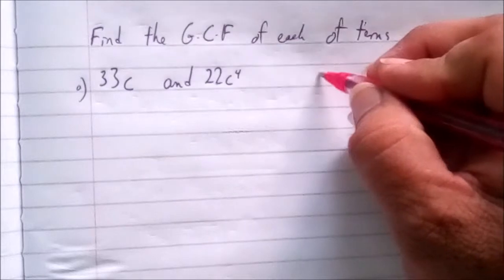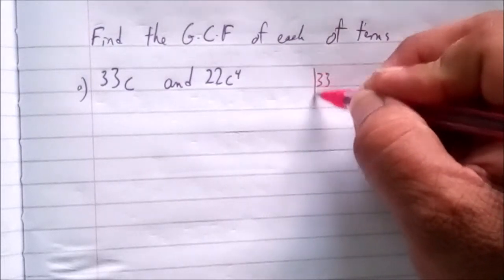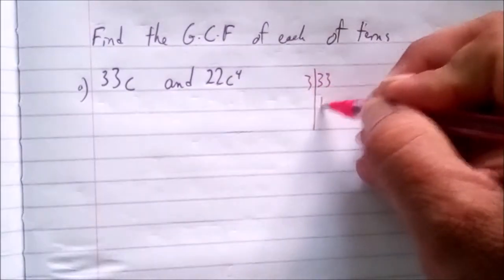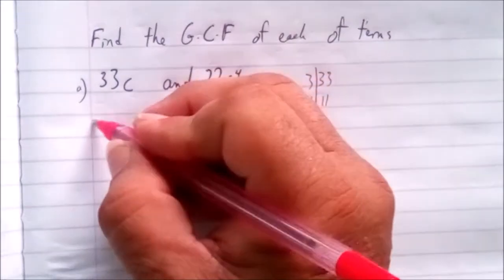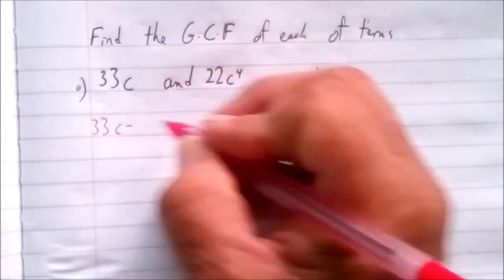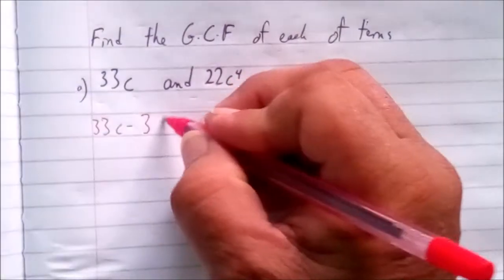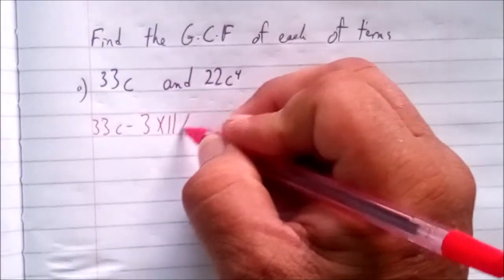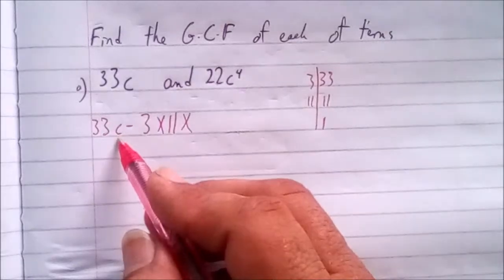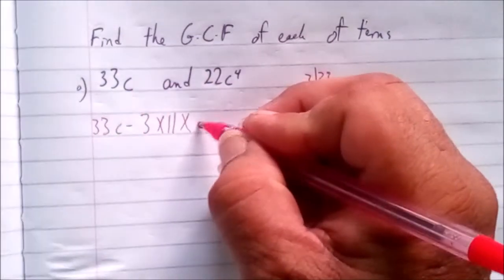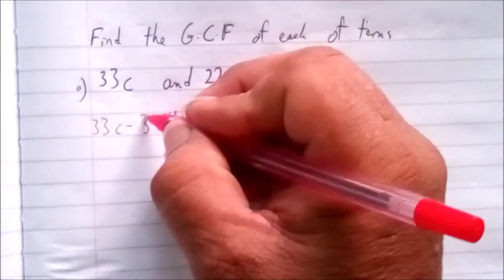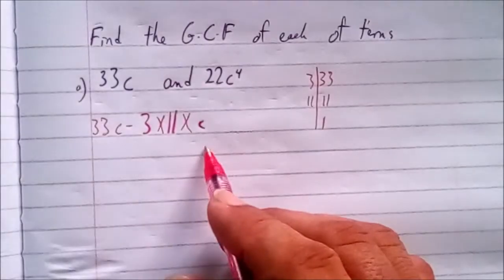So we put here 33. 33 is only divisible by 3, we get here 11, and so 11 here goes 1. So therefore we can say that 33c is actually 3 times 11 times 1c. There's one single c, a power of 1, so put times c. You have just factored it out, the prime factorization.